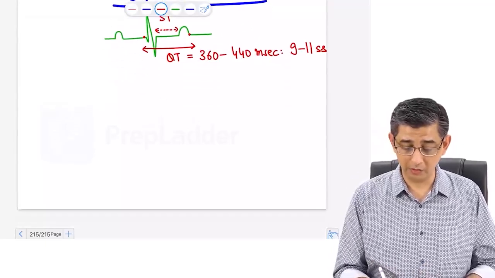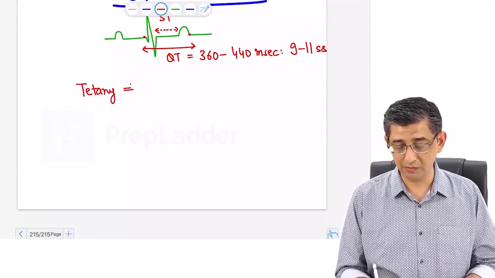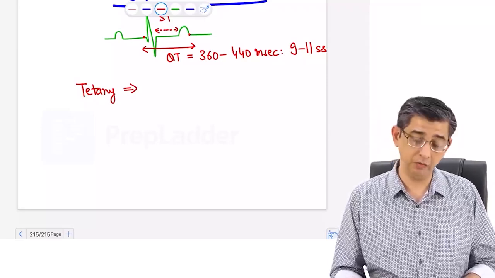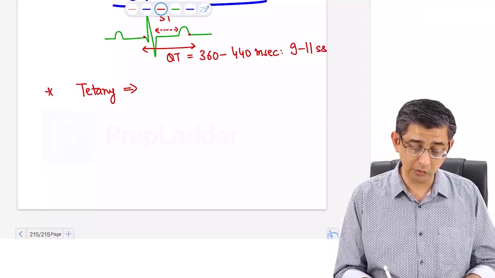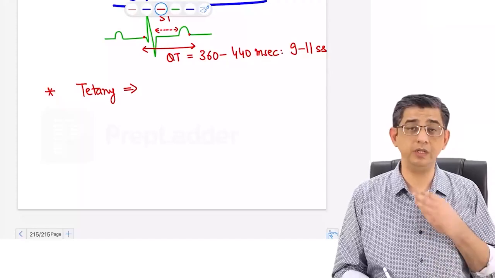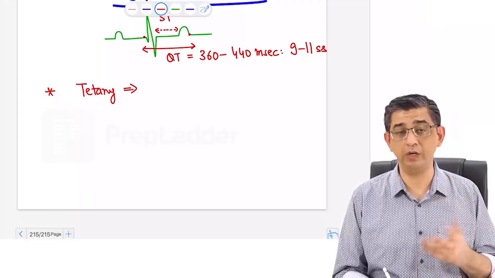And one of the important causes of especially QT prolongation that they love to ask you is with respect to tetany. This person can die because of laryngospasm, and he can give you a clinical scenario for tetany of a post-thyroid surgery patient, because you know that after thyroid surgery, there's a possibility that there might be inadvertent parathyroid resection also. So once the PTH values will fall, calcium will also fall.